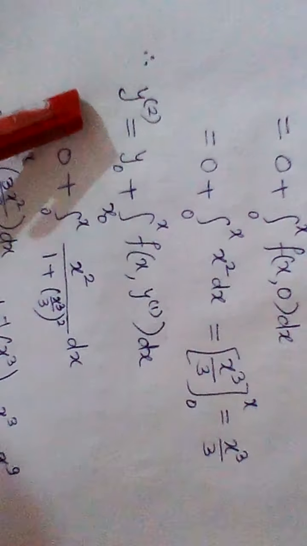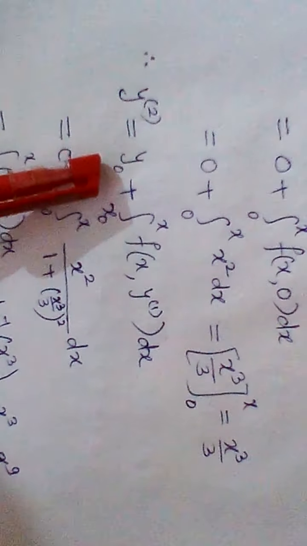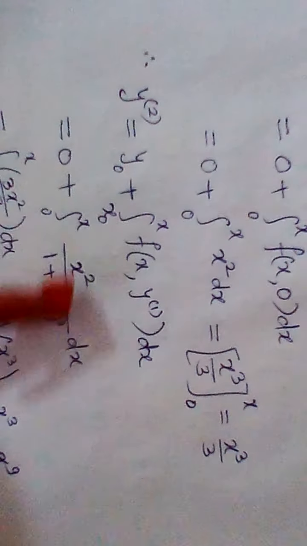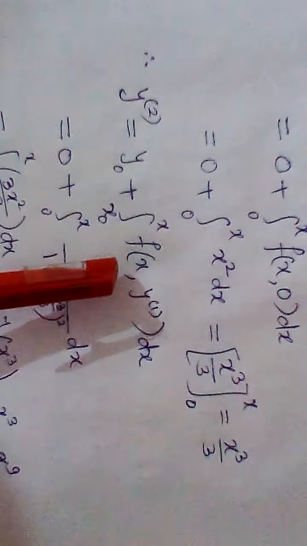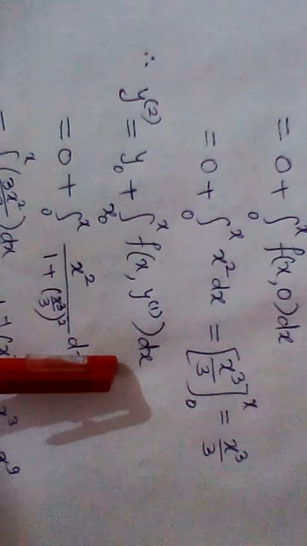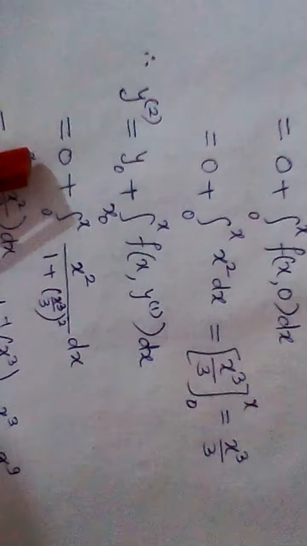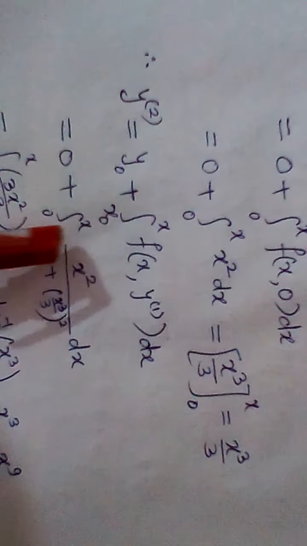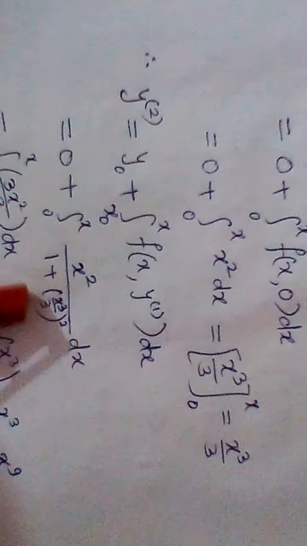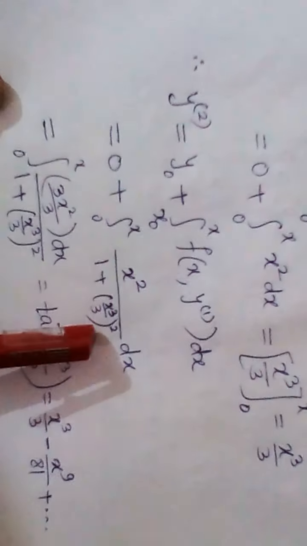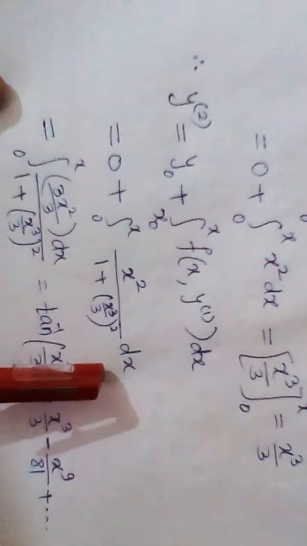Now let us go for the second approximation. The second approximation gives you y2 equal to y naught plus integration from x naught to x of f(x, first approximated y) dx. This is equal to, putting the values, 0 plus integration from 0 to x of x square upon 1 plus (x cube by 3) square dx.